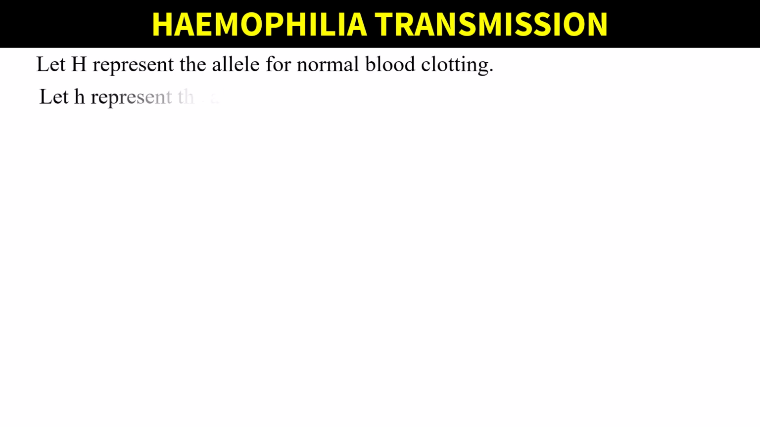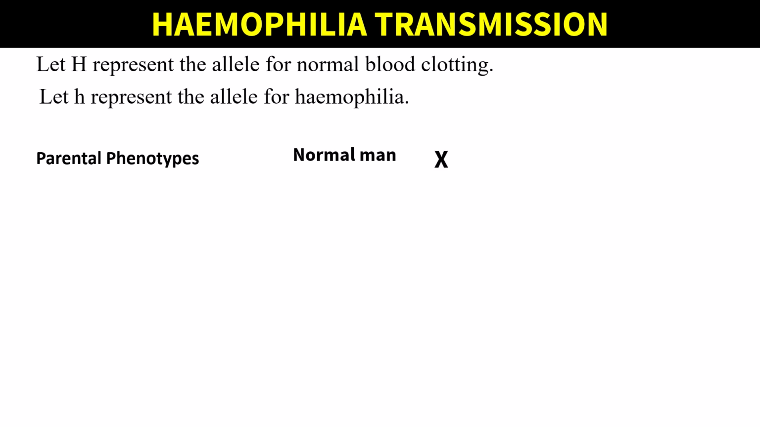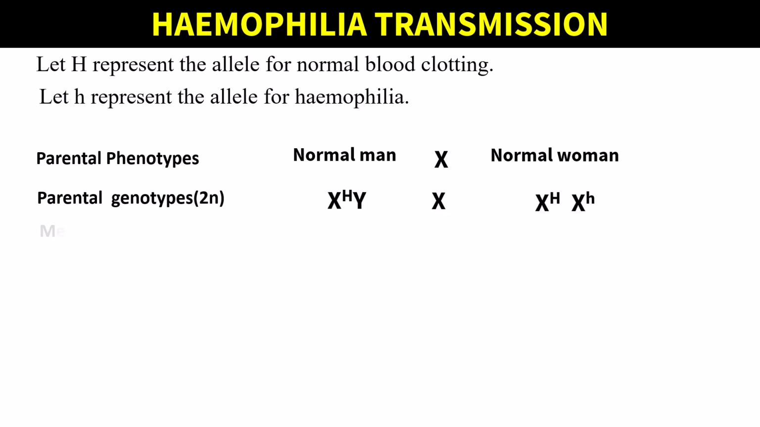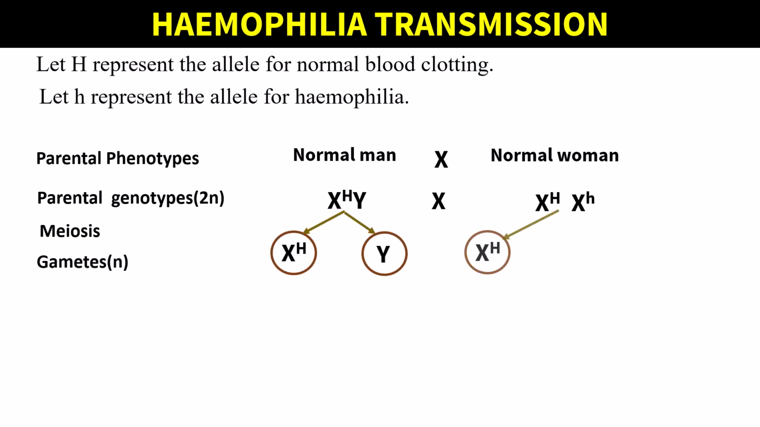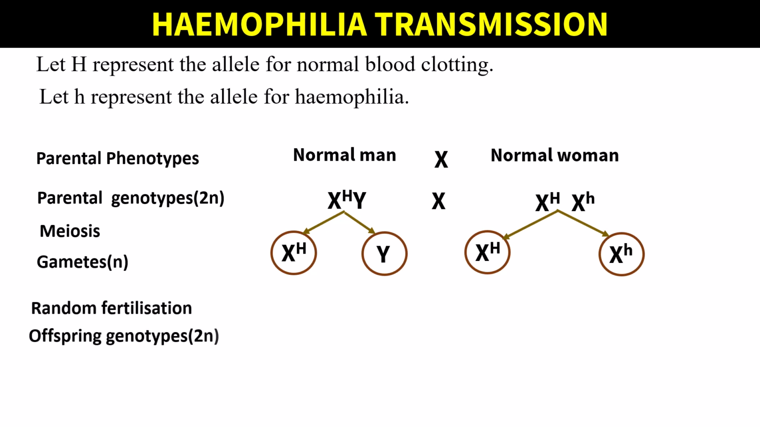Let us try two normal individuals, a carrier woman, a female carrier, and a normal man. Let capital H represent the allele for normal blood clotting. Let small h represent the allele for hemophilia. Parental phenotypes. Normal man, with a normal woman in physical appearance. Parental genotypes. A normal man with a carrier woman. Meiosis leads to the formation of gametes. Chromosomes separate along with their alleles, followed by random fertilization to form offspring genotypes.